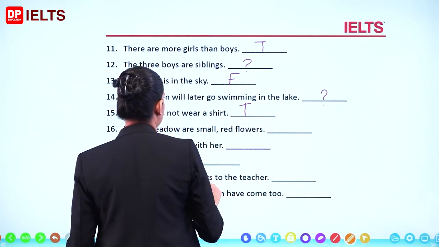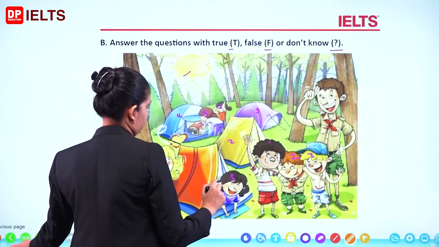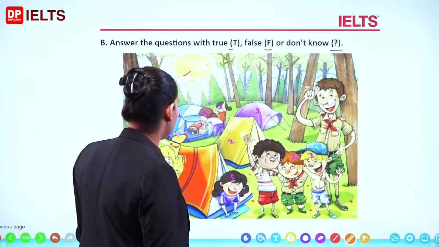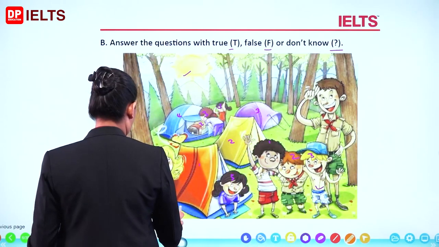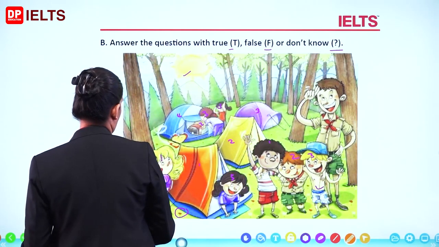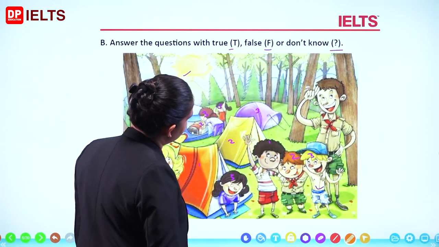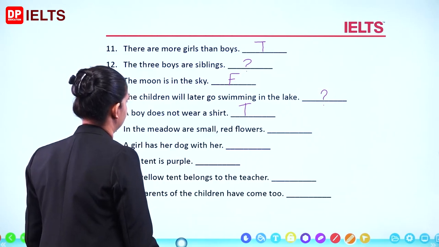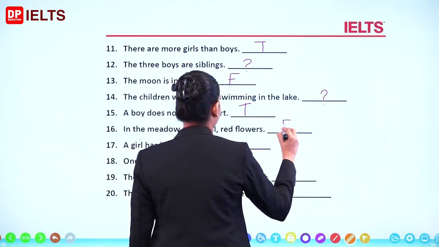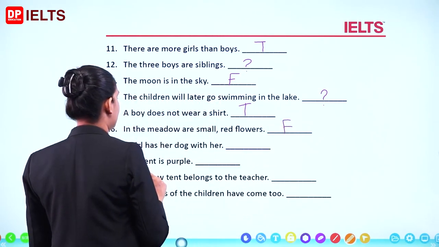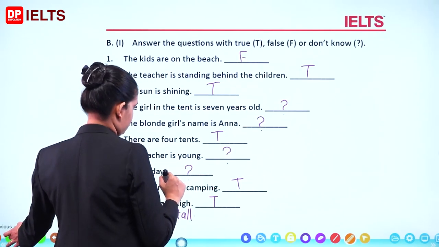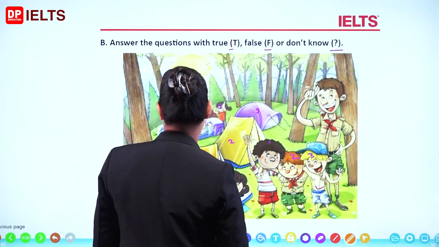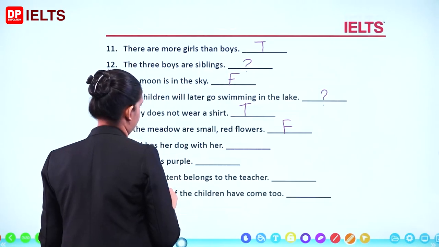In the meadow are small red flowers. This is not a meadow, but here you can see some small red flowers. I can't say that this is a meadow. So, I would say it's false. A girl has her dog with her. No, false.